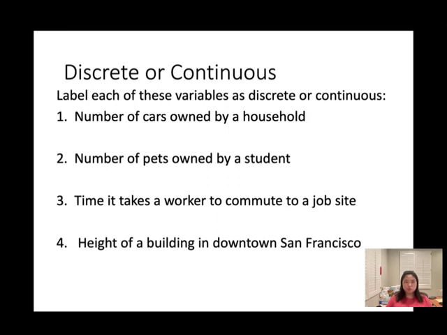Okay, number 1, number of cars owned by a household. The number of cars you can count, right? How many cars do you have? So that's discrete. Number of pets owned by a student. Also you can do the counting. How many pets do you have? Discrete. Time it takes a worker to commute to a job site. So that's time, which you measure. That will be continuous. The height of a building in downtown San Francisco. Also, that's by measuring. So continuous. Easy, right?